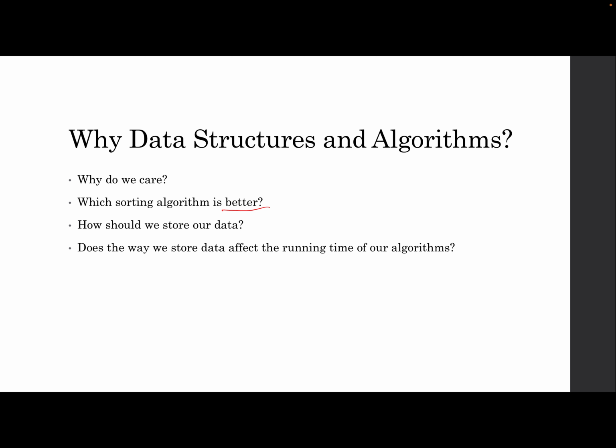Maybe one structure makes searching extremely fast. Maybe another data structure makes insertions very, very fast. Maybe another one keeps everything sorted automatically. So every design decision is going to involve some trade-off. And understanding these trade-offs is one of the goals of this course.